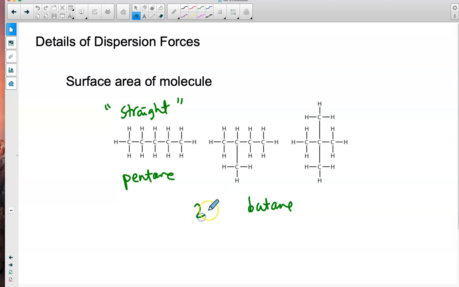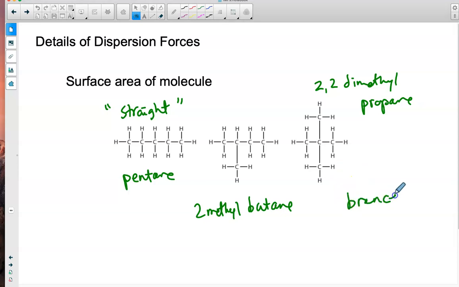Specifically, it's 2-methylbutane. This last molecule is also an isomer of pentane. It's 2,2-dimethylpropane. So it still has the 5 carbons, but now I've got 2 branches off the main chain. So these 2 molecules, like I said, they're branched.